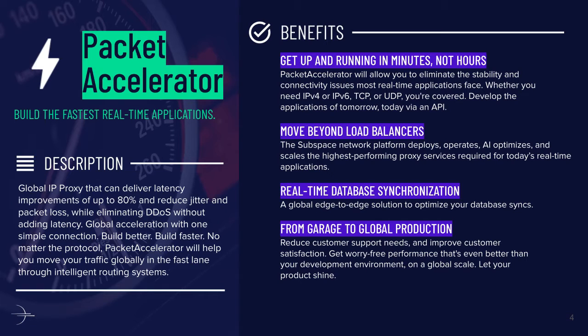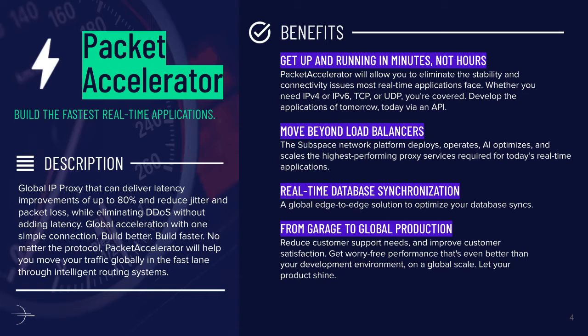On top of this network, we've built a global IP proxy called PacketAccelerator. We can take an IP and port and give you back a proxy IP and port and proxy all your traffic from anywhere in the world to wherever you want it to go. The impact we provide roughly corresponds to 1 millisecond of round-trip latency for every 100 kilometers away someone lives. We finally have that level of determinism in the network.